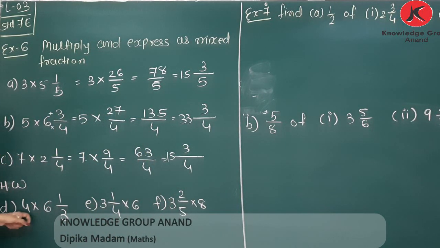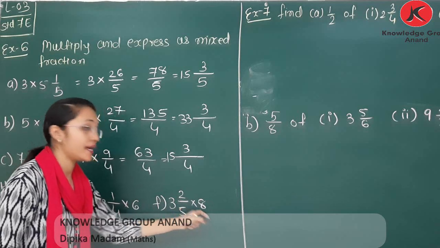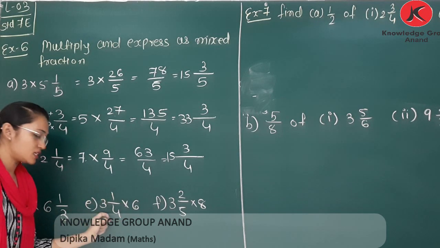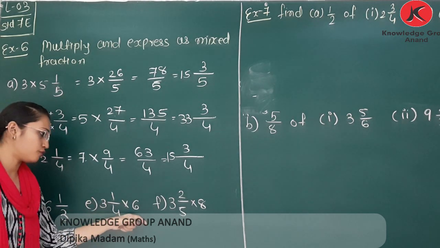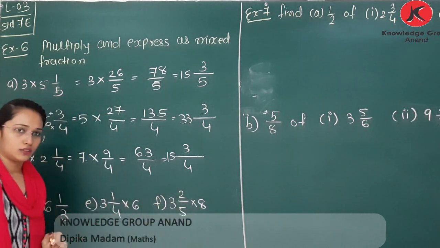Same D, that is 4 multiply 6 1 by 3. E 3 1 by 4 multiply 6 and F 3 2 by 5 multiply 8 will be in your homework. Convert this into improper fraction and multiply it with 4. Convert this into improper and multiply with 6. This into improper and multiply with 8.